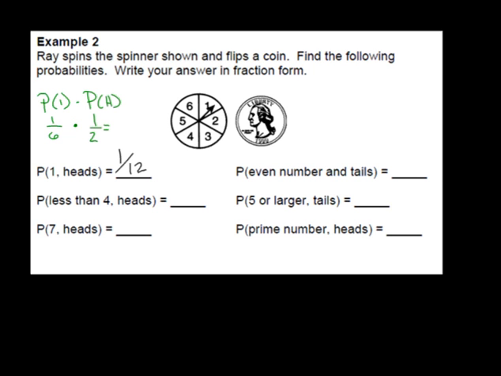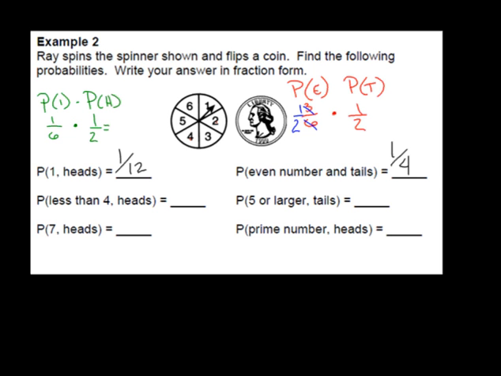For our next one, it says the probability of an even number and tails. There are 1, 2, 3 even numbers, so that's 3 out of 6, times the probability of tails, again 1/2. You can always reduce your fractions before you multiply to make your life a little easier. 3 over 6 reduces to 1/2. So I have 1 times 1 is 1, 2 times 2 is 4. So that one comes out to be 1/4.